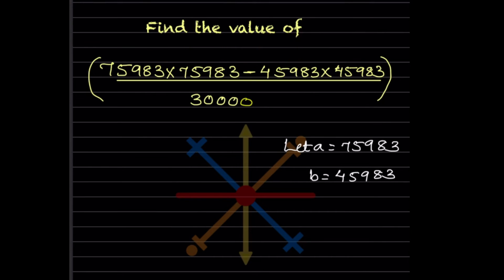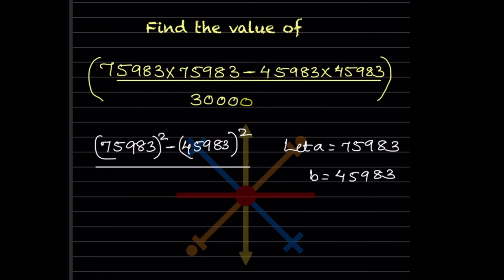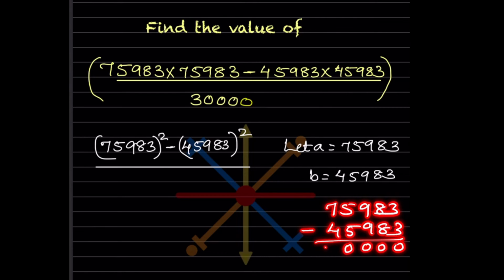So now we can write this one as 75983 square, minus 45983 square, and the denominator is 30,000. Now see here, when you subtract 75983 minus 45983, what do you get? We get 30,000, right? So this is A, this we have considered as B, so we can write here A minus B.